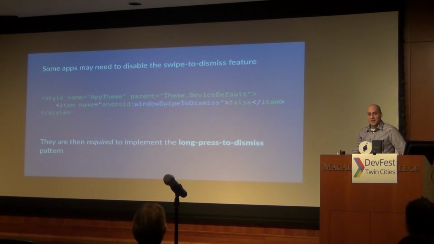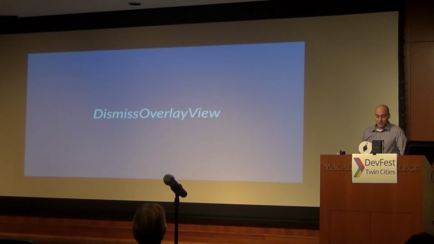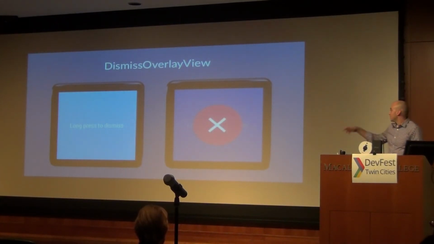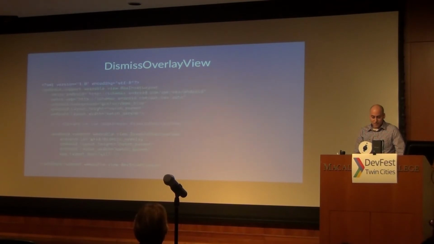But then you are required by the design guidelines to implement the long press to dismiss pattern. There's nothing they can do to force you to do it, but you're supposed to do it. And the way you're supposed to do it is by including this dismiss overlay view. Basically, if you long press, it'll pop up this big red button here. If you click that, it cancels your activity. And all you have to do is make sure that you place this in some kind of layout where it'll sit on top of all your other content and expand in all directions to fit.